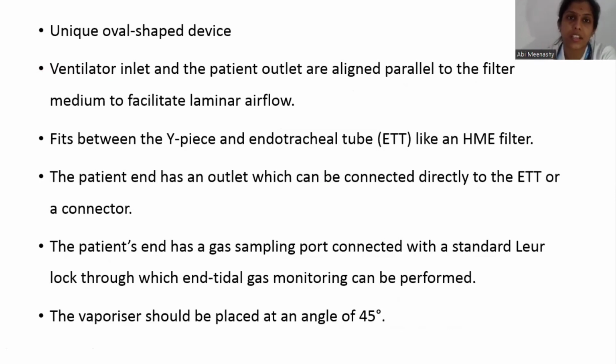The ventilator inlet and the patient outlet are aligned parallel to the filter. This is to maintain the proper laminar airflow. It will fit in between the Y piece of the breathing circuit and the ET tube like an HME filter. The patient end has an outlet that is directly connected to the ETT or the connector. The patient end has a sampling port for end tidal agent concentration. And the vaporizer should always be placed at a 45-degree angle.